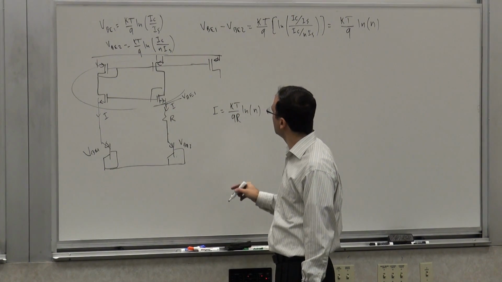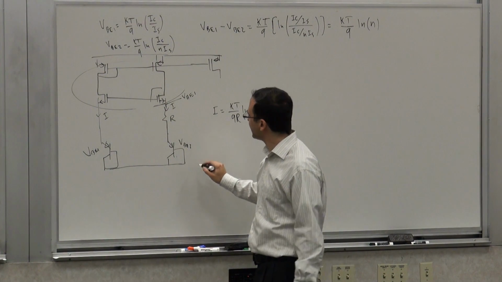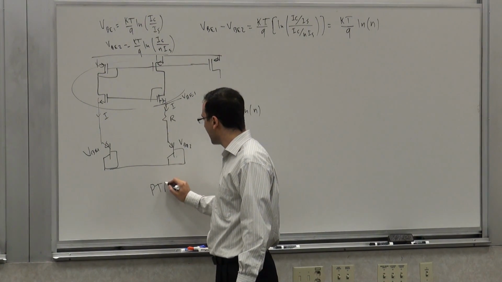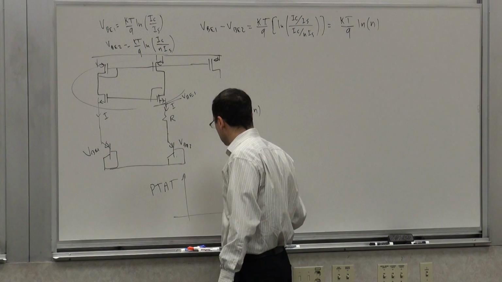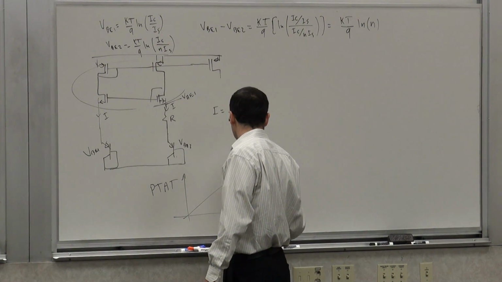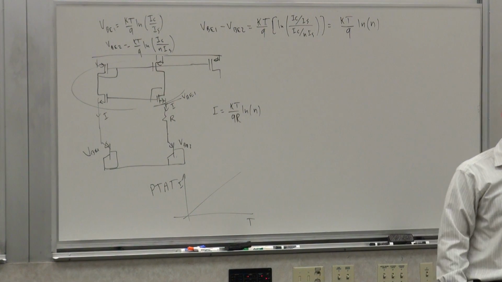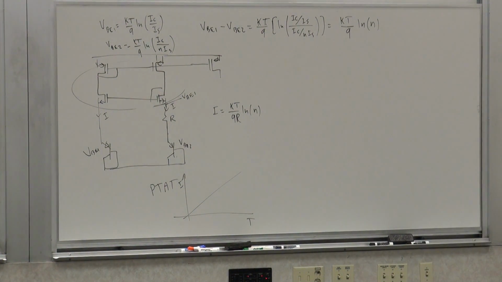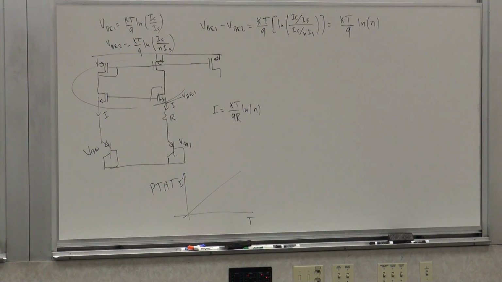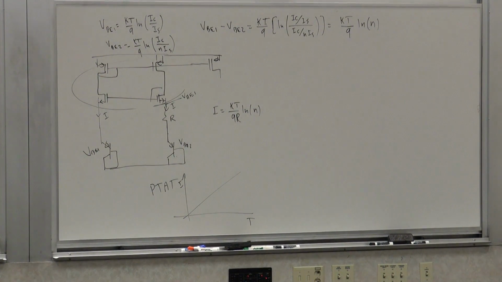The current is that. This is called the PTAT, proportional to absolute temperature. It's a current that grows with temperature. And in terms of temperature independence, it's probably better because you have the ratio of two things that are both proportional to temperature, or increase with temperature. They have both positive temperature coefficients.